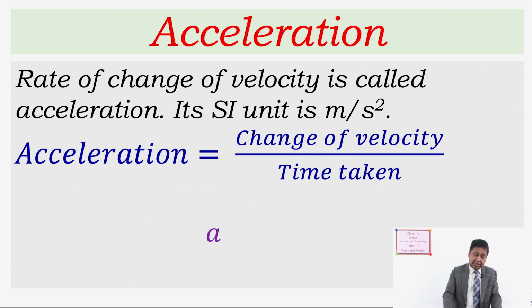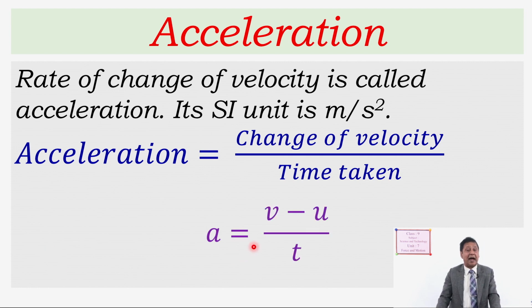And symbolically what can we say? If the final velocity is v and the initial velocity is taken as u, then final minus initial is the change of velocity, and if this change takes place in time t, then change of velocity by time taken can be represented symbolically as a equal to v minus u by t.